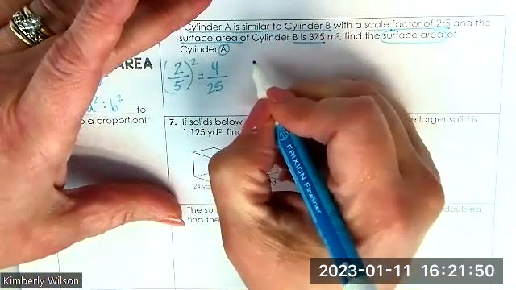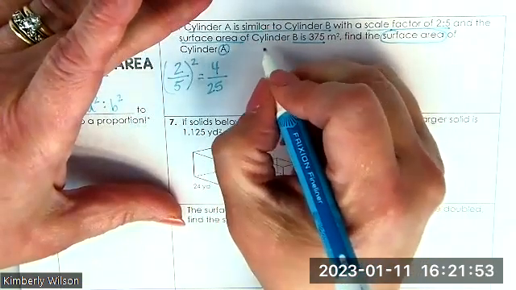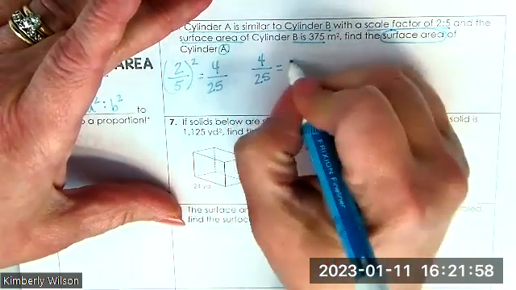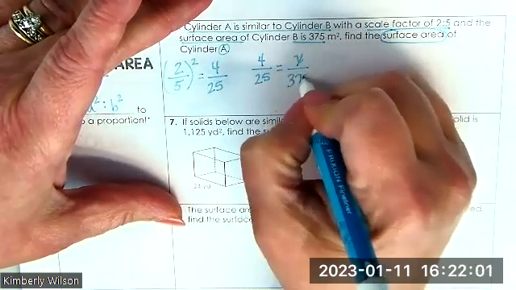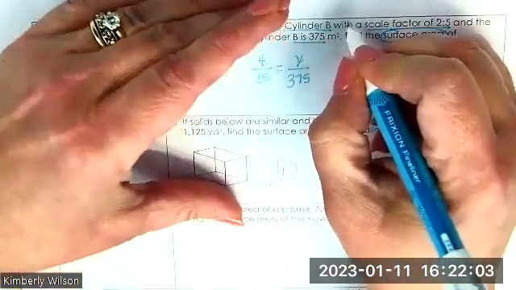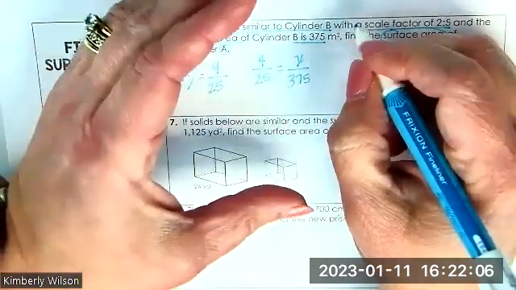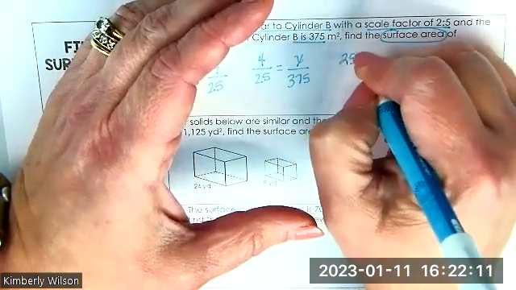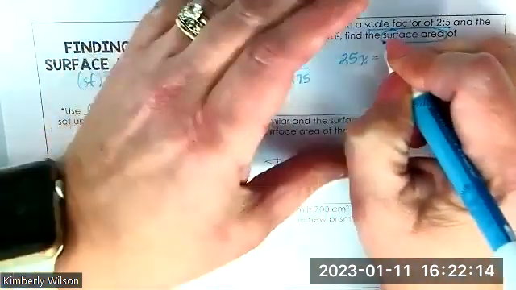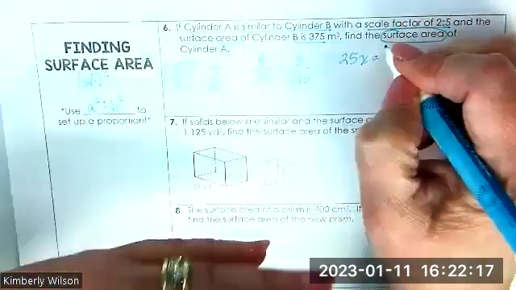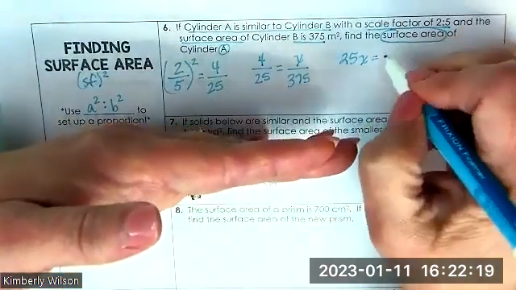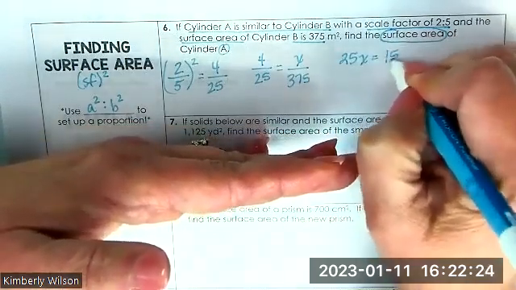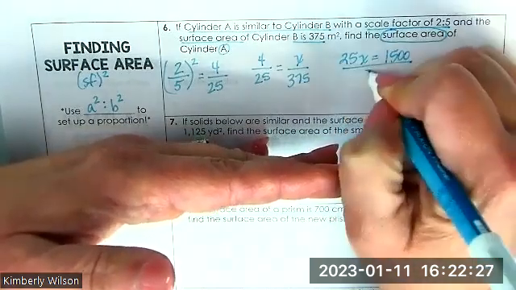So now we have our proportion. Because it's similar figures, the sides are proportional, so I can set up a proportion. 4 over 25 equals x over 375. And now we solve our proportion, which is going to be 25x equals 4 times 375, which is 1500. And then we divide by 25.